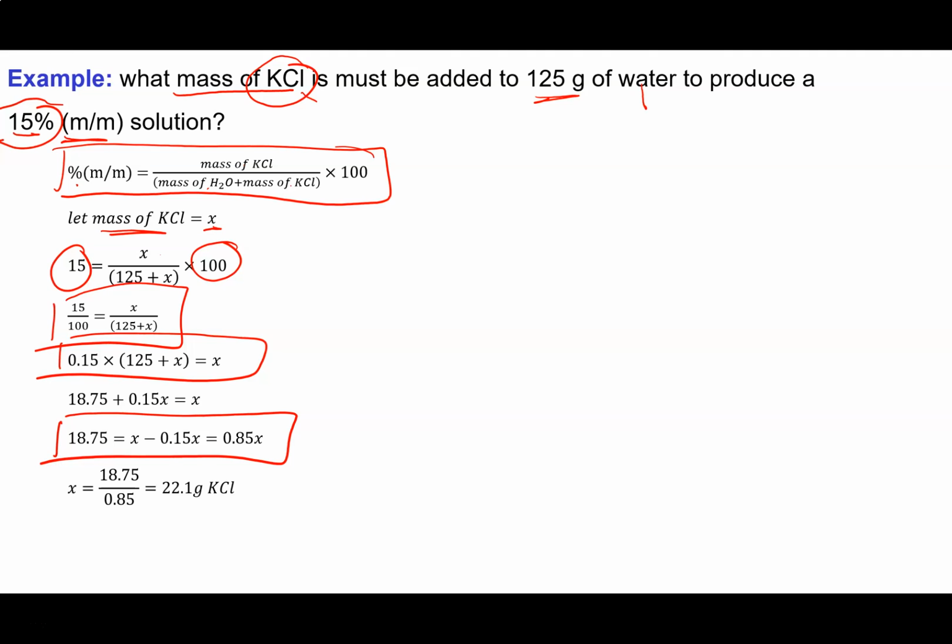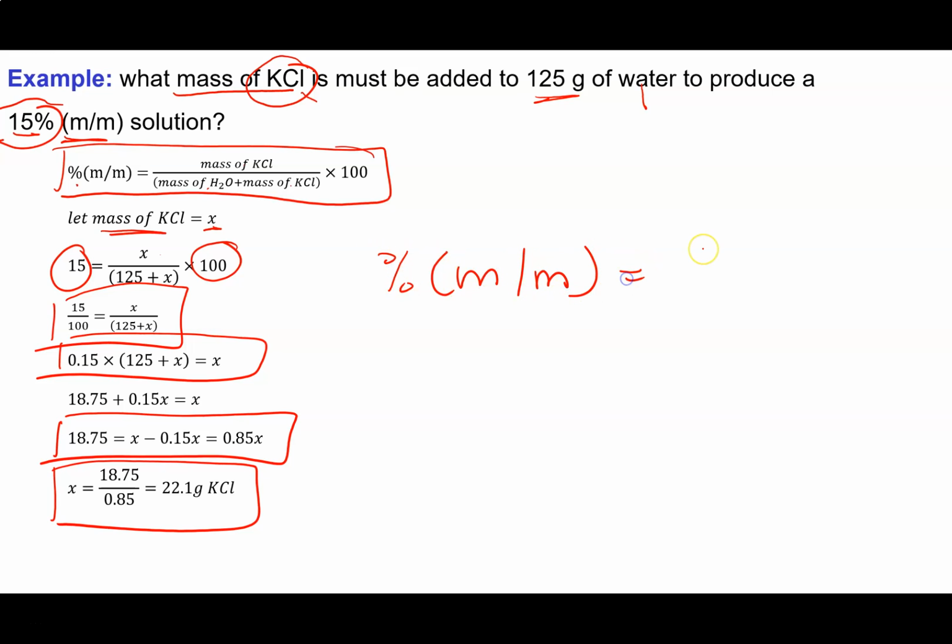And then finally, I divided both sides by 0.85, and I get my answer for what x is. So now what I always like to do is go back in and put it into the formula and check that I got things correct.